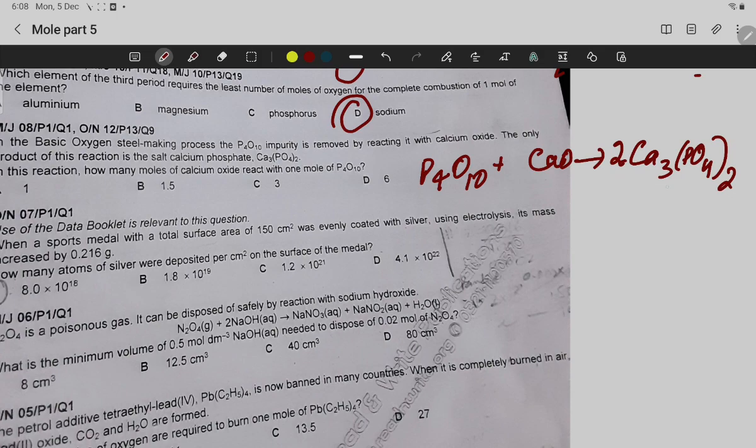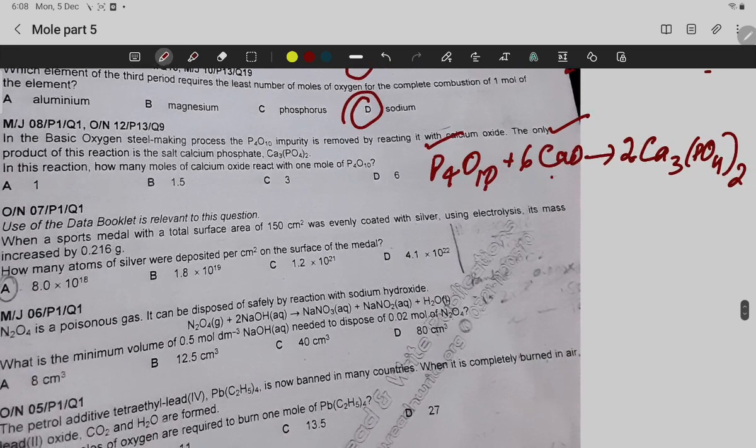Calcium: 6 calcium oxide, and in this way 2 × 3 is 6. Calcium is balanced. Phosphorus is balanced. Now look at oxygen. 4 × 2 is 8, 8 + 2 × 4 is 16. 10 oxygen and 6 on the other side, the reaction is balanced.